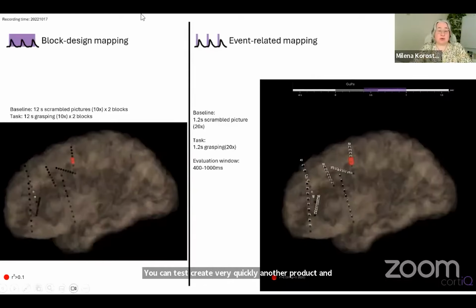So this is about the block design, but because of the extensions that are available in CartiQ, we can also perform event-related mapping. So we also have the event-related approach in fMRI. We know also event-related potentials. Yes, so we can use this event-related approach as well in constructing our paradigms, and we can see the dynamics of the response, which you can see here, that was performed with stereo EEG.